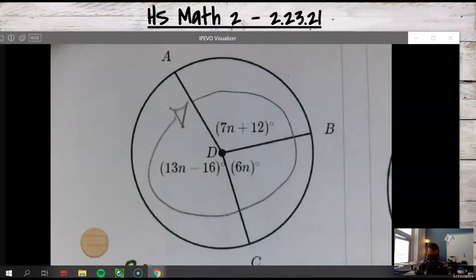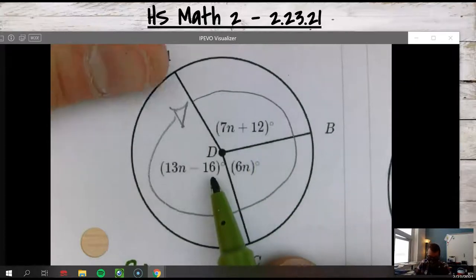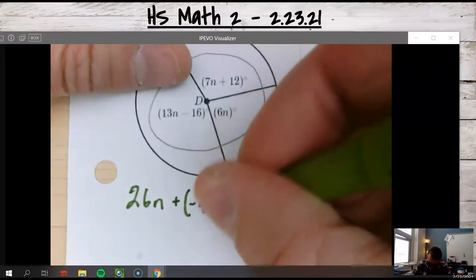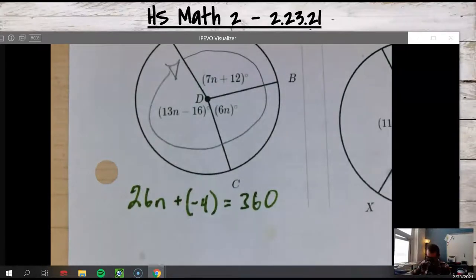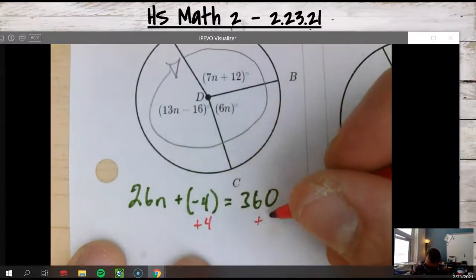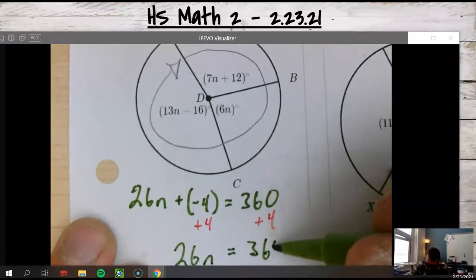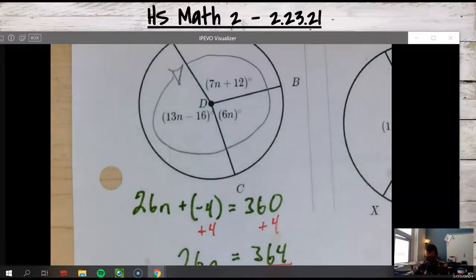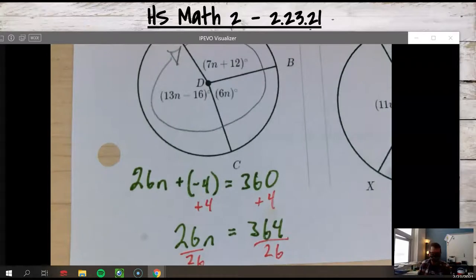What about your constants? If we have a 12 and a negative 16, what's the value of the constants put together? What's 12 plus a negative 16? Negative 4. So we're going to get 26n and a negative 4 equals 360. Go ahead and try to solve this algebraically. If you need to look up at the board for help, that is okay. Otherwise, try to do it on your own. Anyone got n? What is it? 364 divided by 26? 14?